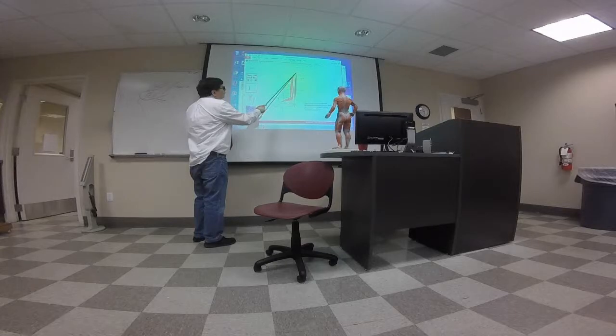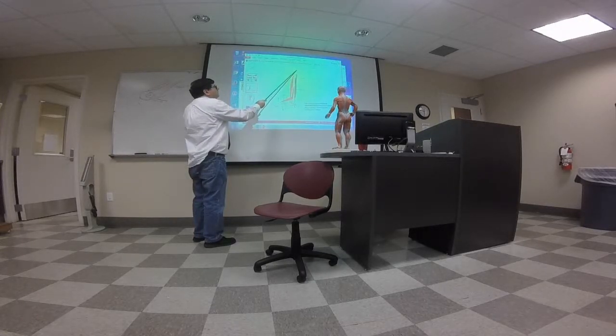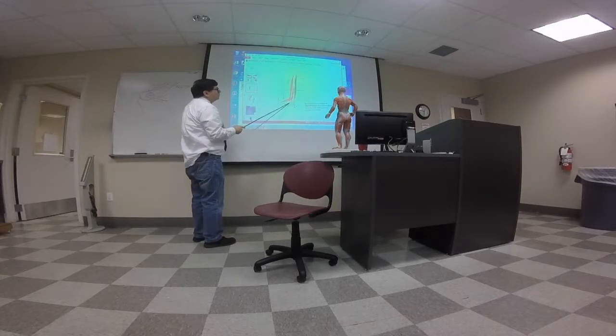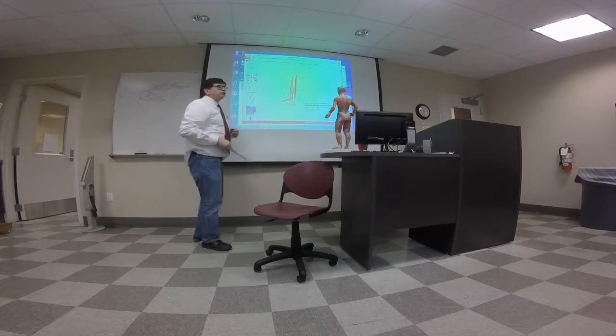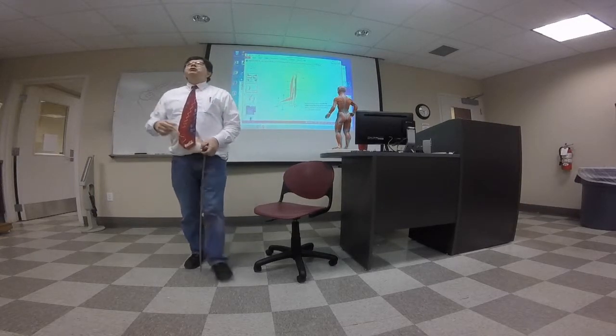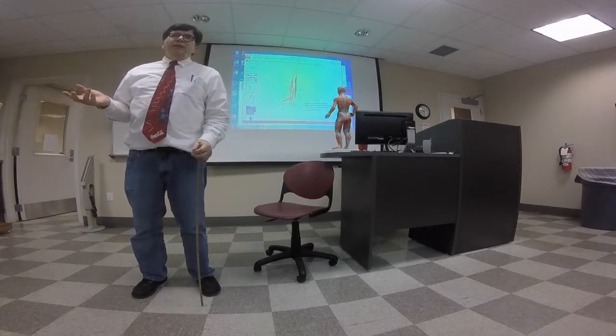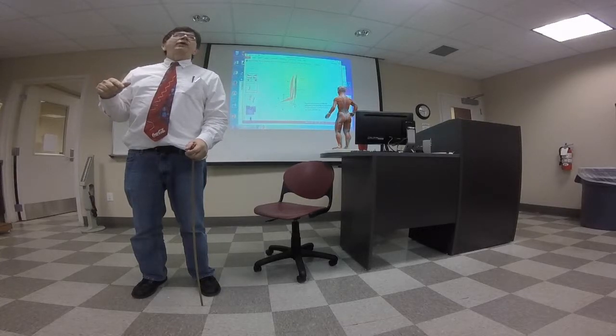Long head, short head. Okay? Distally, the biceps is going to bypass the shoulder joint and the elbow joint to attach upon the radial tuberosity. Again, you already knew that. We covered that early on in the semester.